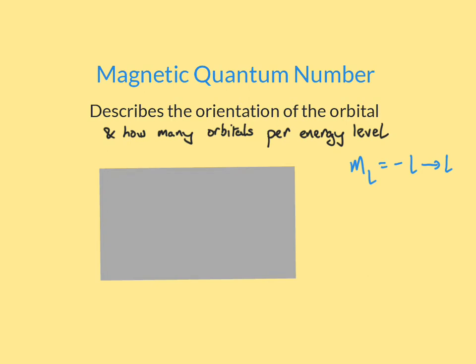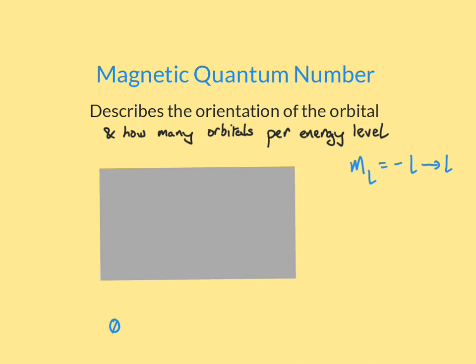So if we just set up some examples here, just to put some meat on the bones, if you like, when L is equal to 0, then ML can only have one value, and that's 0. And remember back to when we talked about L is equal to 0, what we were talking about was this spherical shape. And that exists at every energy level, the first, the second, the third, and it's our S sublevel.